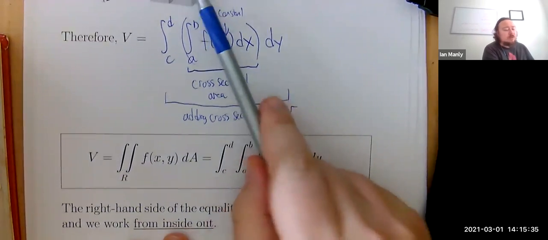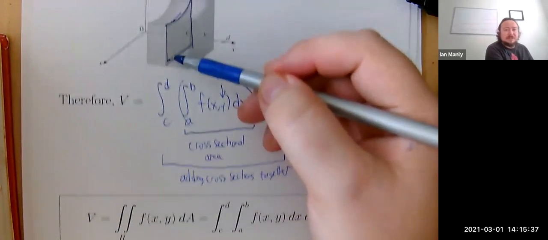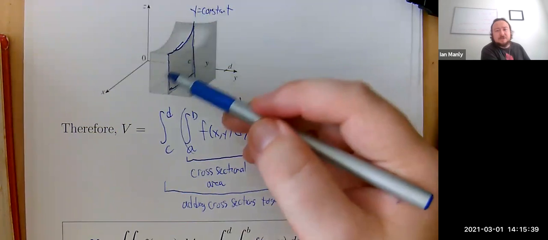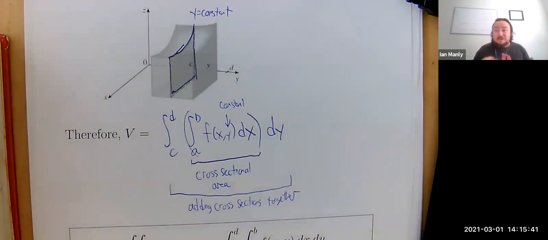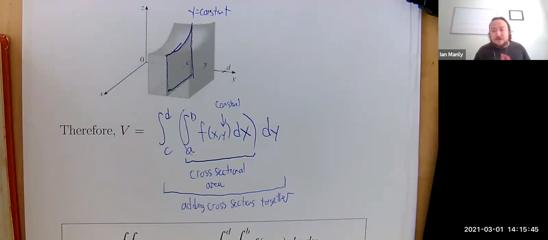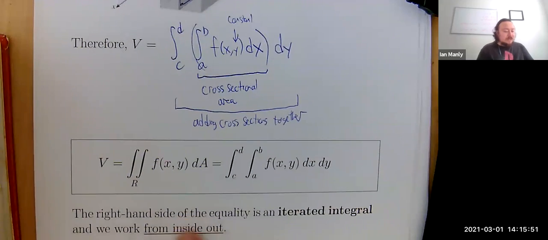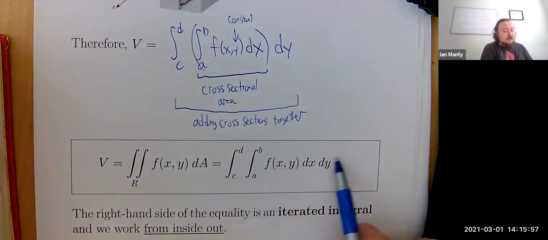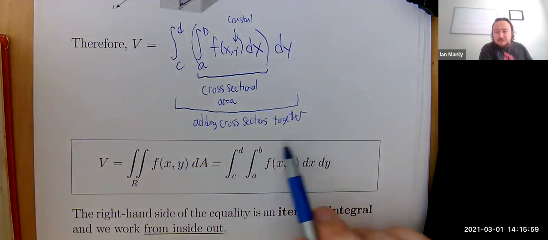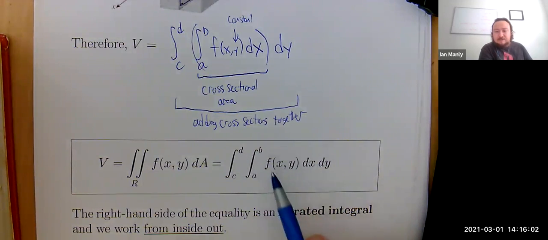So by all means, instead of freezing the y value and doing the x integral, I could have also frozen x and then done this with y as well. So we'll talk about that in a little bit, like deciding which order to do things. This is called the iterated integral when we do first the integral with respect to one variable and then with respect to another variable here.